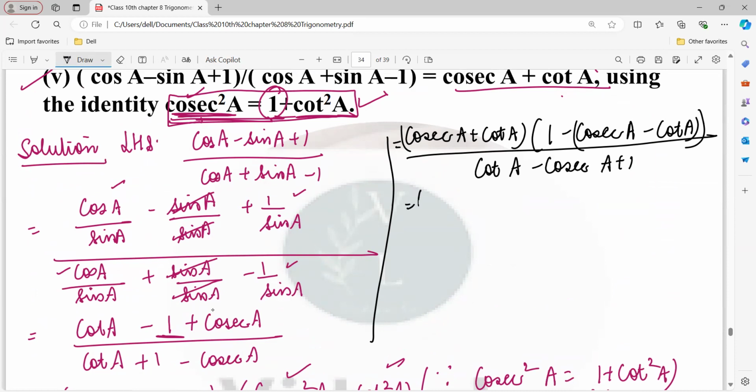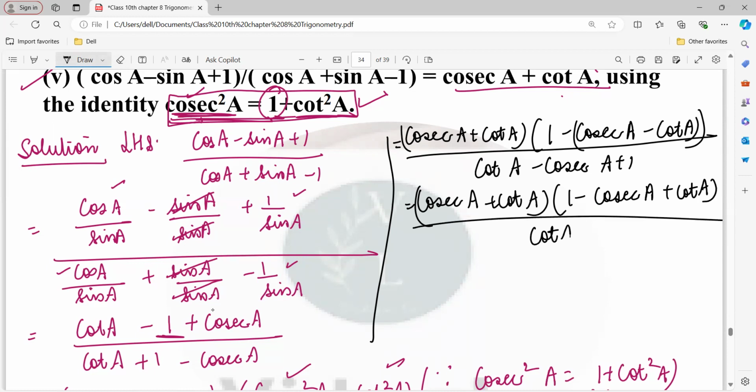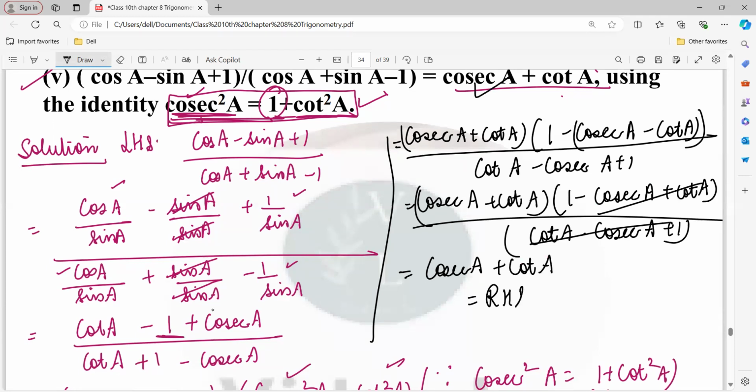Now, simplifying the right bracket, we'll get 1 minus cosecant A plus cot A, divided by cot A minus cosecant A plus 1. Both are the same terms, so they will cancel each other out. So we're left with cosecant A plus cot A, which is equal to the right hand side. Hence proved.